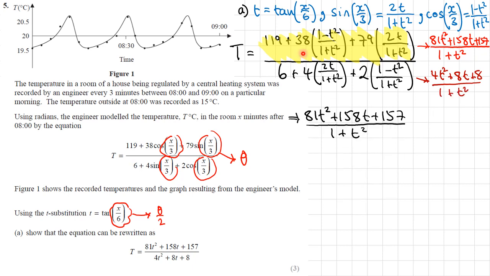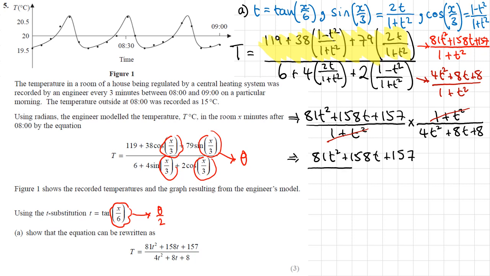So I want to do my numerator divided by my denominator, which is like my numerator times the reciprocal of my denominator. So that'll be the numerator over 1 plus t squared, times 1 plus t squared over 4t squared plus 8t plus 8. Okay, so what will happen is these will cancel out. So that will give me what they want, 81t squared plus 158t plus 157 over 4t squared plus 8t plus 8, as required.